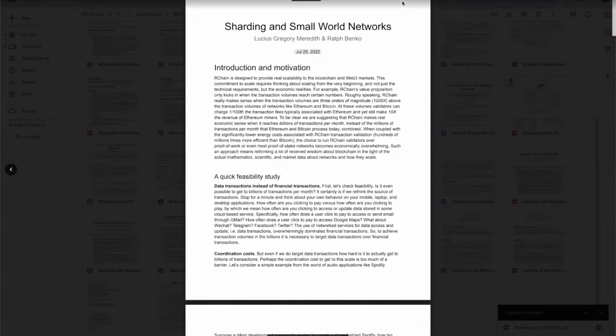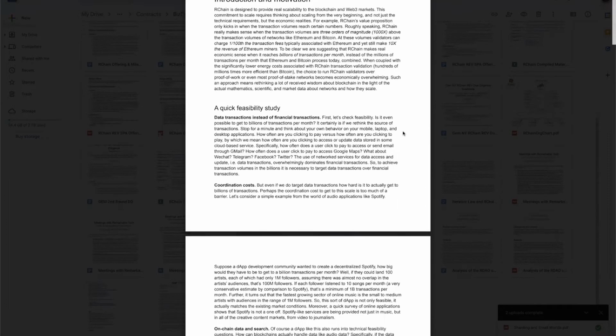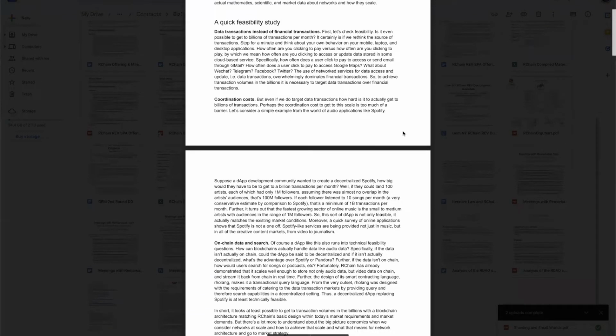superior to other chains. So the first thing we want to do, if this is the value proposition, is check to see that this is actually possible. Is it even possible to get to billions of transactions per month? Is this practical, or does that require years and years of development? So the first thing is to rethink the source of transactions.